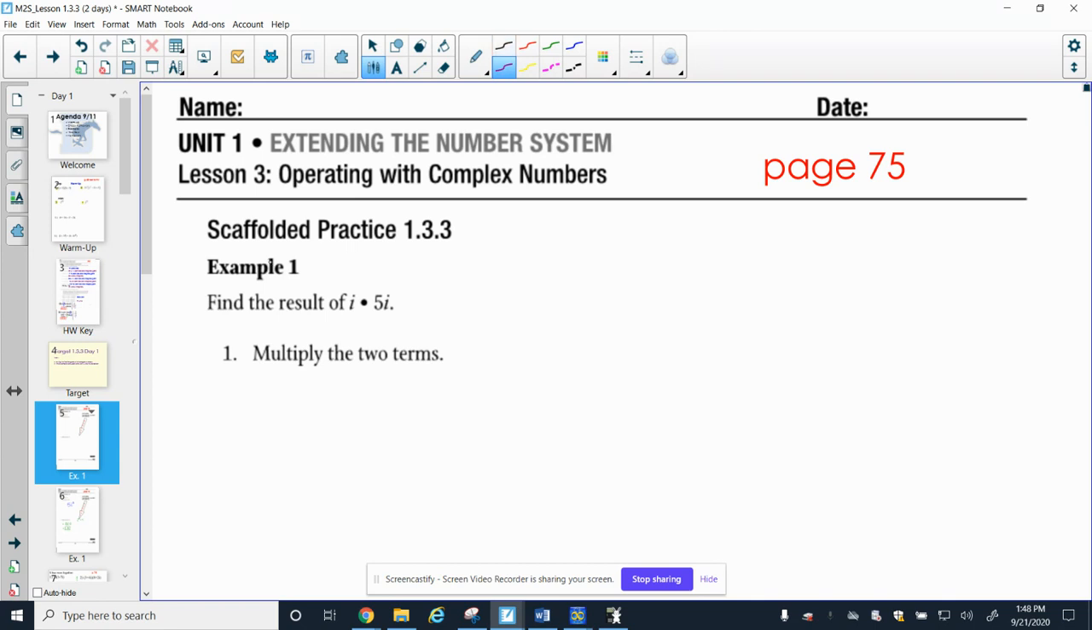Example 1 says find the product when we do i times 5i. I'm going to rewrite it to start: i times 5i. We think back to last week and the warm-up we just completed. A reminder that even though i is not a variable and it represents the square root of -1, in terms of the properties we can use when combining or multiplying complex numbers, we can think of that i a lot like a variable. It's not a variable, but in terms of our rules, we can think of it that way.